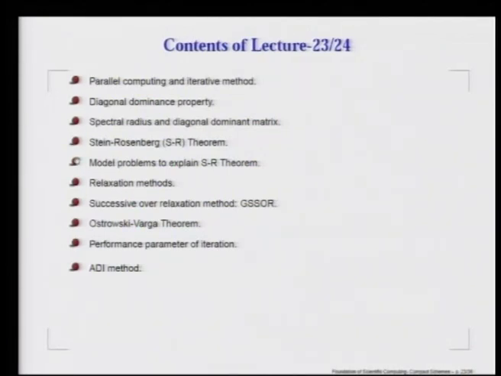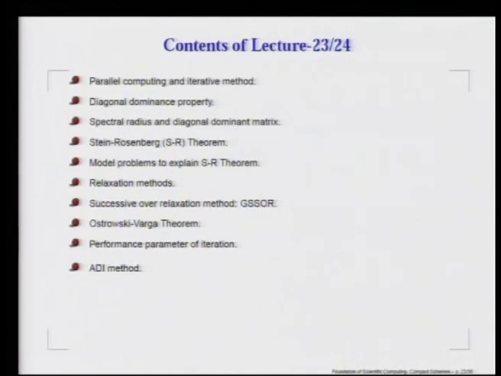We will pick up some model problems and explain the Stein and Rosenberg theorem. We notice that there are other possibilities of accelerating the convergence, namely by relaxation methods. These are built around those basic methods that we already talked about. In these relaxation methods, which are also known as successive over relaxation methods, we are going to talk about the SOR method, or successive over relaxation method, on the Gauss-Seidel basic method. We find out that there is a range of this relaxation parameter given by the Ostrowski-Varga theorem, which says that this parameter has to be between 0 and 2.